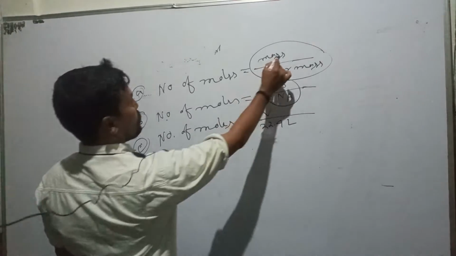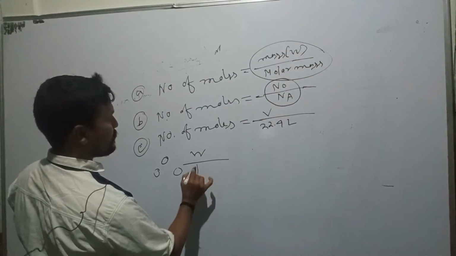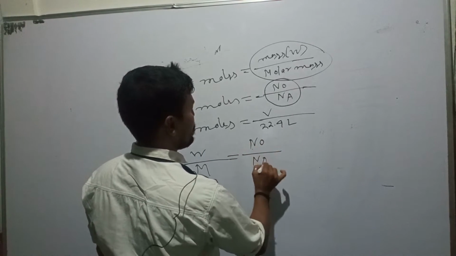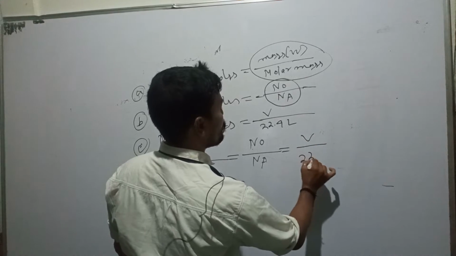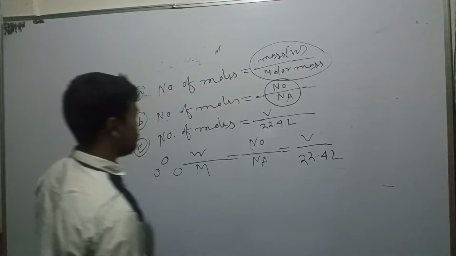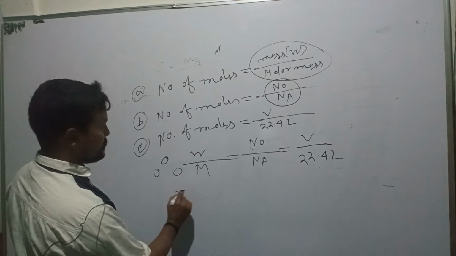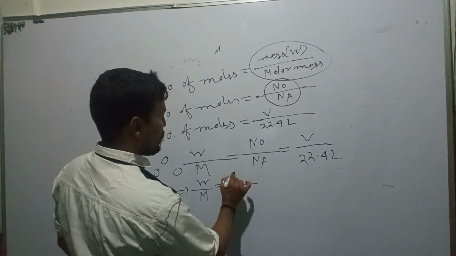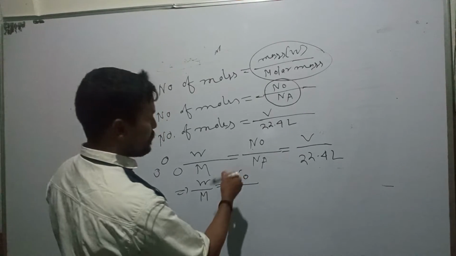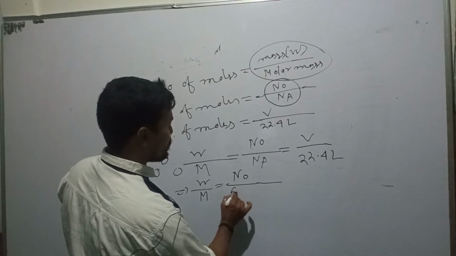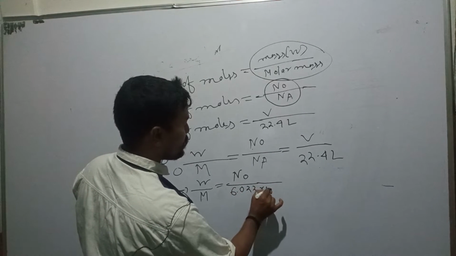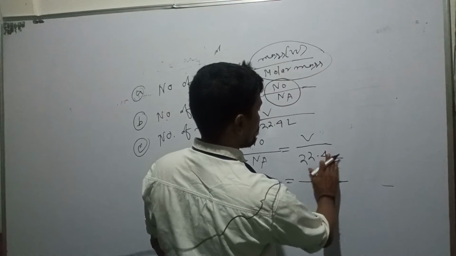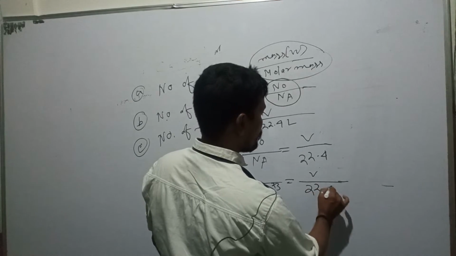Therefore mass means W, molar mass M. This quantity is equal to N0 by Na, which is equal to V by 22.4 liter. So here W by M, M denotes molar mass, N0 is number of particles present, and Na means Avogadro number 6.022 into 10 to the power 23, and here volume by volume. So no unit is given because it is a ratio.